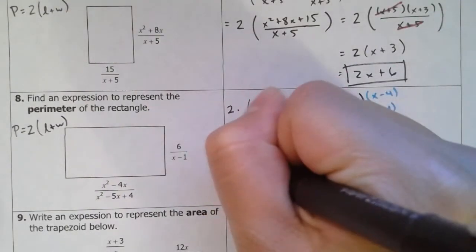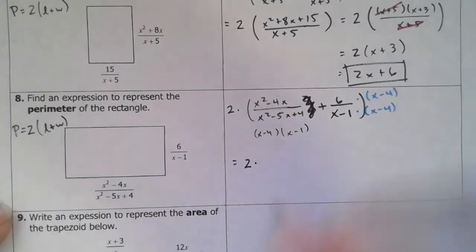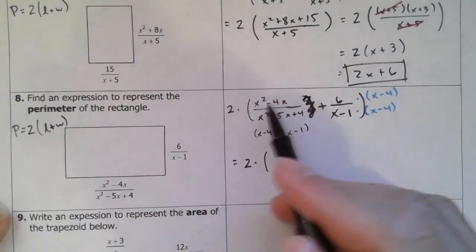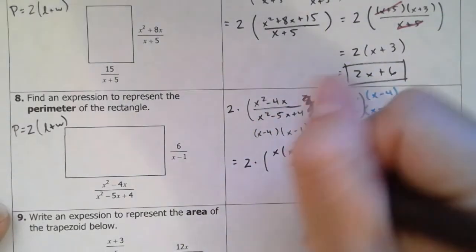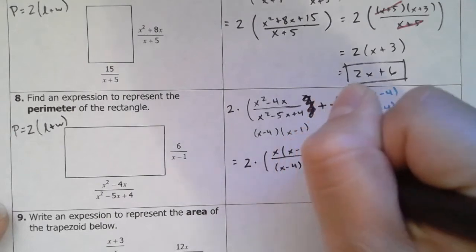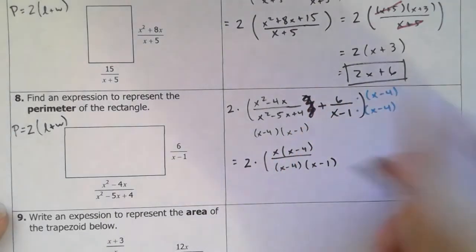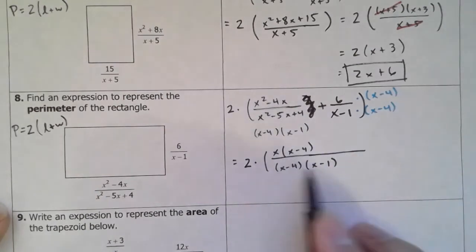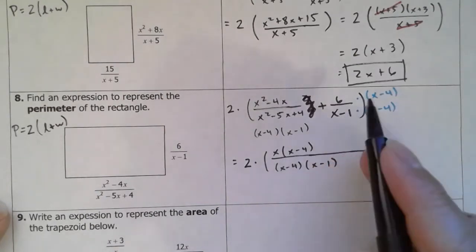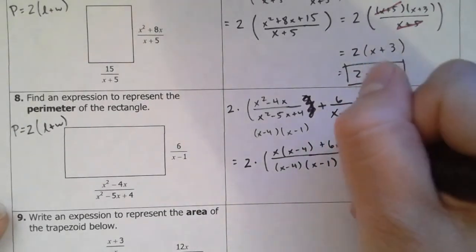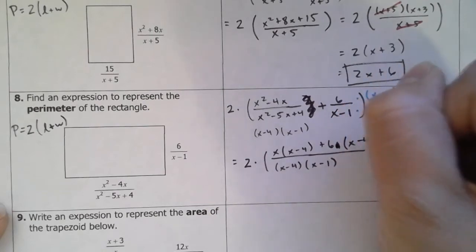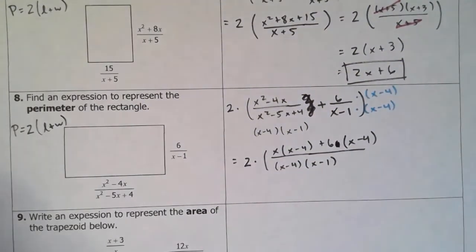I get 2 times, and let's go ahead and factor out this here. I can factor out an x, so I get x minus 4 all over x minus 4, x minus 1. Let's go ahead and combine them, because I know I'm going to get the same denominator, right? So here is 6x minus 24, so plus 6x, or maybe I should keep them separate, because I'm going to be trying to cancel out anyway, right? So let's see, 6x.